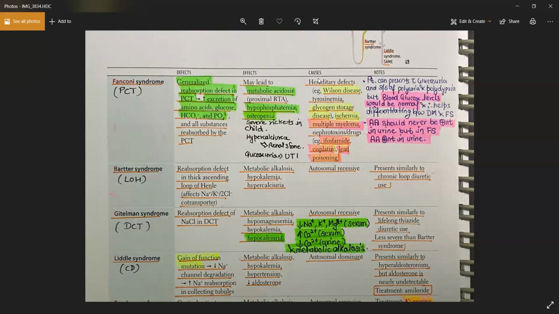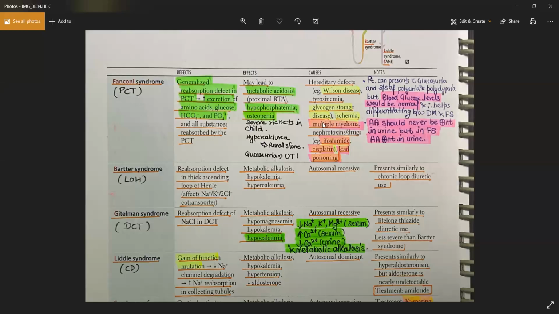Causes: the GI causes include Wilson's disease, tyrosinemia. In biochemistry, the glycogen storage diseases can cause Fanconi syndrome. Ischemia, of course, of the kidney can cause it. I told you in the medulla you have this hypoxic part, and the highest oxygen-utilizing segments of the nephron are the PCT and the ascending limb of the loop of Henle. So whenever you have hypoxia, the first portion that dies is the PCT. And whenever this portion dies, it cannot reabsorb anything. You will get Fanconi syndrome again, right? So ischemia can do that.